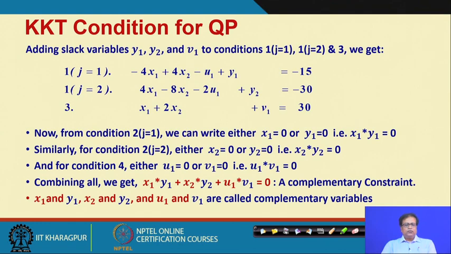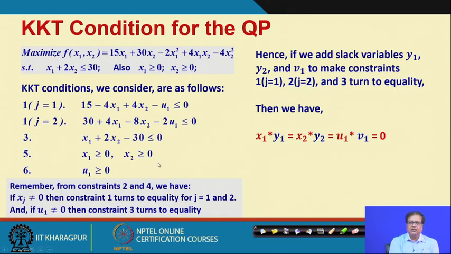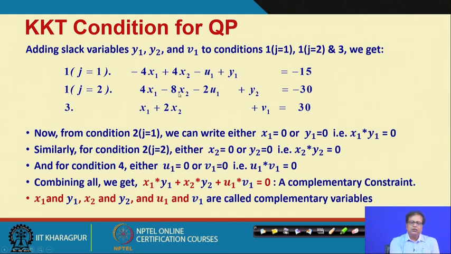So, the KKT conditions for quadratic programming, by adding slack variables y1, y2 and v1, the equations then become, what we did is, we have taken this 15 on the other side, and then minus 4x1 plus 4x2 minus u1 plus y1, that y1 is a slack variable, equal to minus 15, and 4x1 minus 8x2 minus 2u1 plus y2 equal to minus 30, and x1 plus 2x2 plus v1 equal to 30.